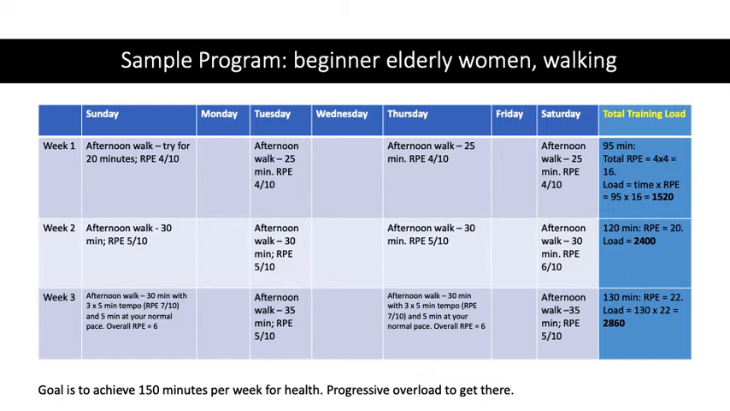So I didn't do anything different with the frequency. I increased the volume, no greater than 10% per week, and I increased the RPE, so they might be walking a little bit more briskly, but it's such a mild increase. So the total time for that week would be 120 minutes. Their RPE would be accumulated at 20, and the load therefore would be 2,400. So that was quite a big jump from the previous week.